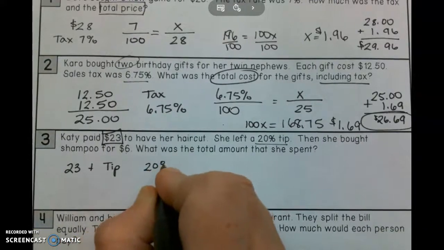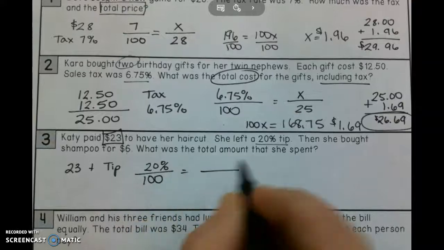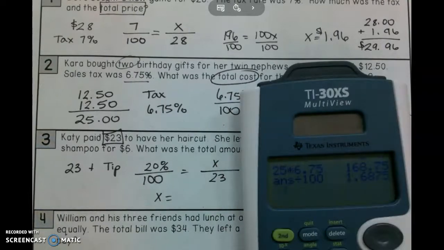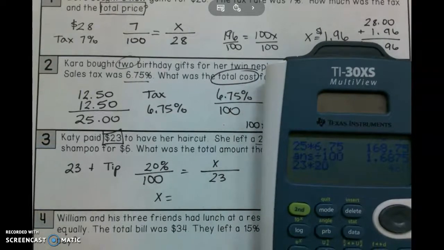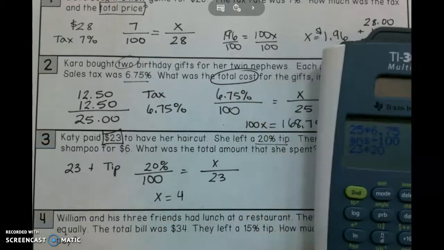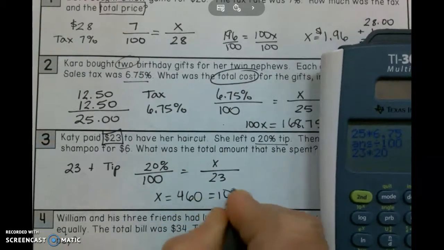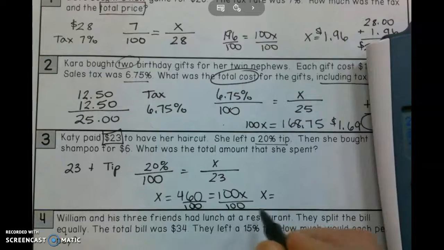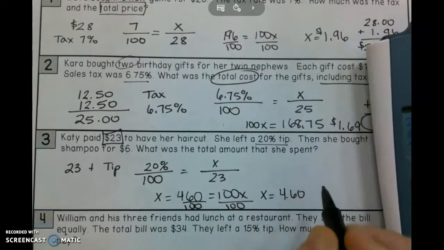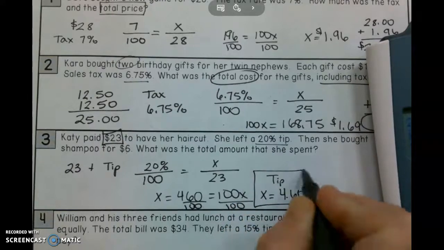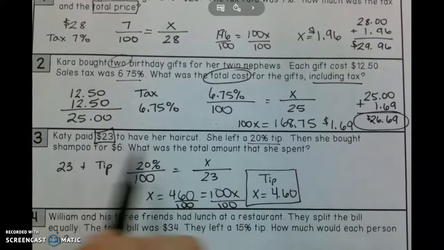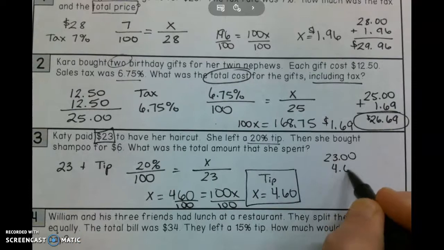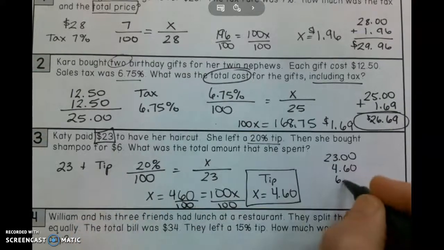It's what is 20% of 23. So if I solve that out, 23 times 20, 460 is equal to 100x. Divide by 100. So x is equal to $4.60. That's your tip. Okay, so I want to know the total that she spent. Well, she paid $23 for her haircut. She tipped for the haircut $4.60, and then she bought shampoo.